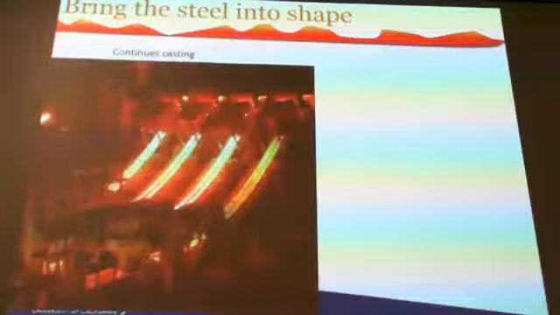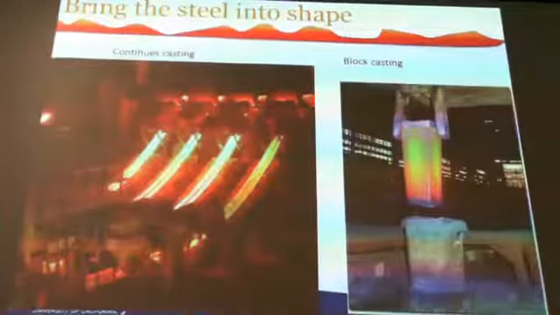But for nuclear components where you need a lot of mass, maybe block casting is a little bit more appropriate, where you need a big block of material to start with. Which is great. Now we have a block or a rod, but how do we end up with a reactor pressure vessel or similar?